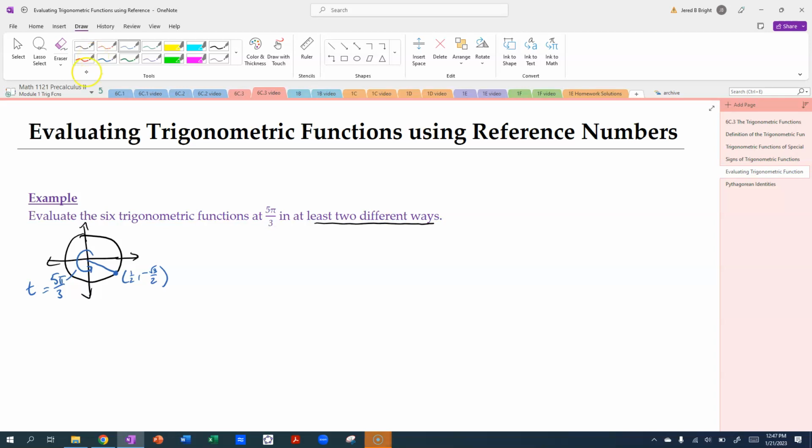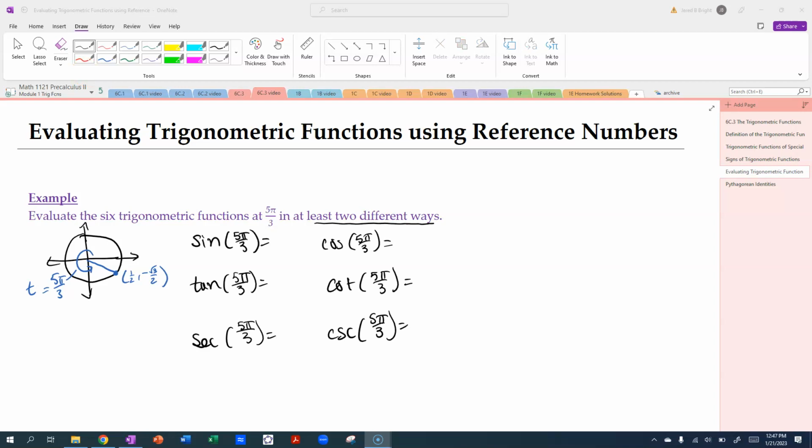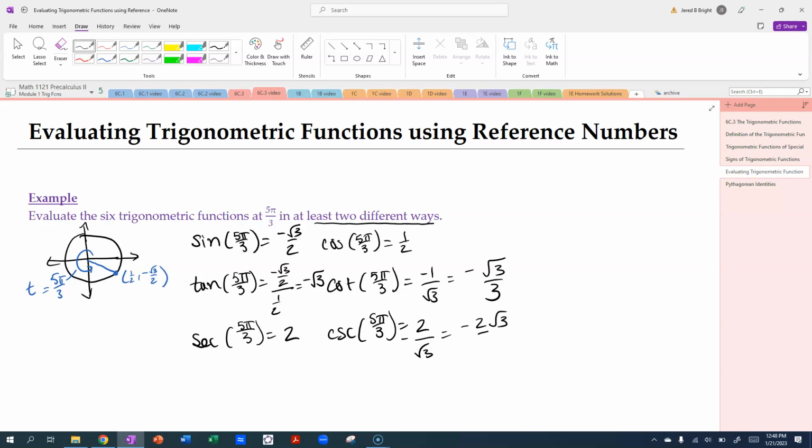Then I can say sine, cosine, tangent, and so on of this angle, just using the coordinate. Sine of 5 pi over 3 would be the y coordinate, negative square root of 3 over 2, and cosine is 1/2. Tangent would be negative square root of 3 over 2 divided by 1/2, which comes out to negative square root of 3. Cotangent would be its reciprocal, negative 1 over square root of 3, which simplifies to negative root 3 over 3. Secant would be the reciprocal of cosine, which is 2, and cosecant would be negative 2 over square root 3, which rationalizes to negative 2 square root 3 over 3.